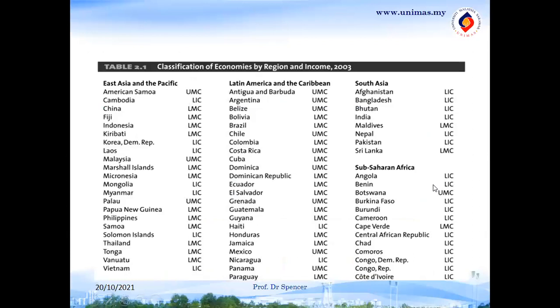All right. So these are, for example, the countries in the world, and the classification by region and income in 2003. This is an old figure, but I just want to share with you the distribution throughout the world. UMC is upper middle income. LIC is low income countries. LMC stands for lower middle income countries. Okay, and then do we have an example of high income here? Perhaps not, not in this region.